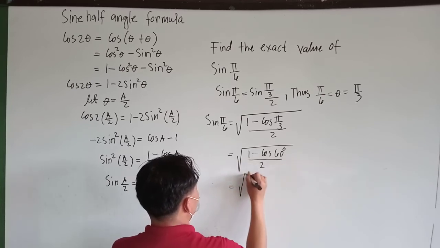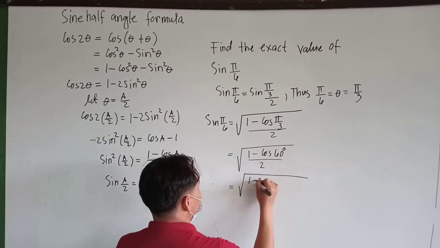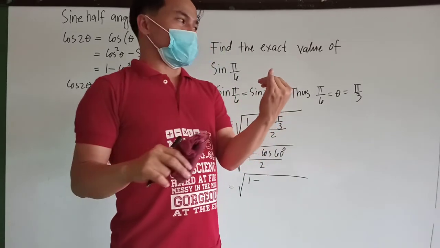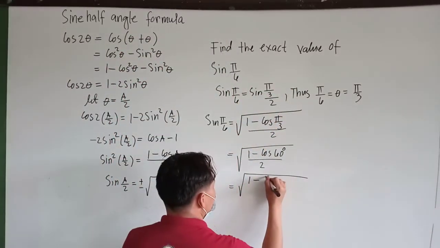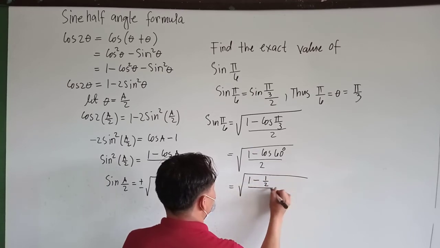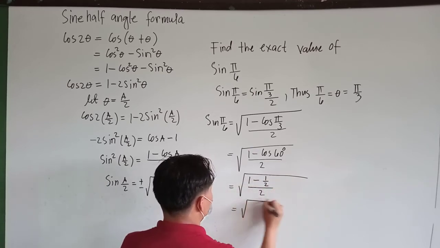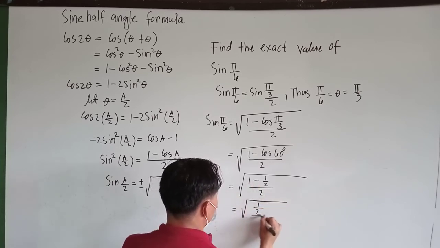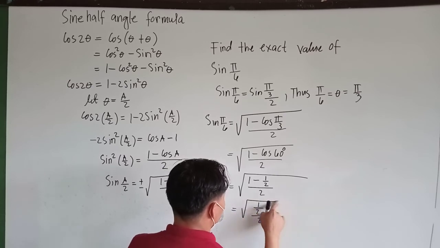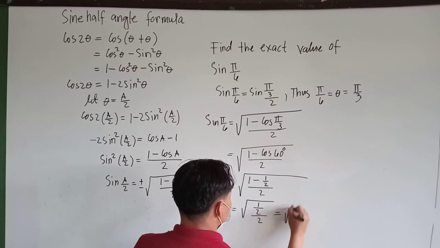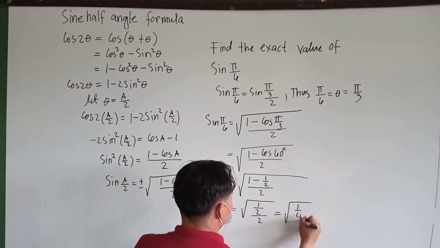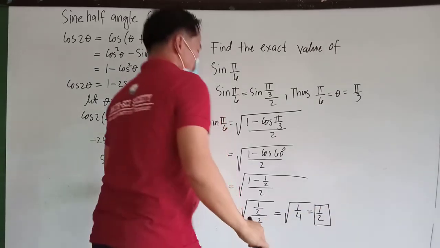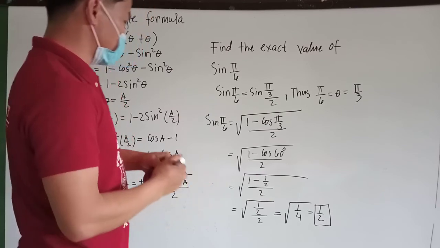Then we have here the square root of 1 minus cos of 60 degrees, which is 1 over 2, or 1 half, over 2. So we have the square root of 1 minus 1 half, which is 1 half, over 2. Then that is equivalent to the square root of 1 over 4, or that is equal to 1 half. So therefore our answer is 1 half.